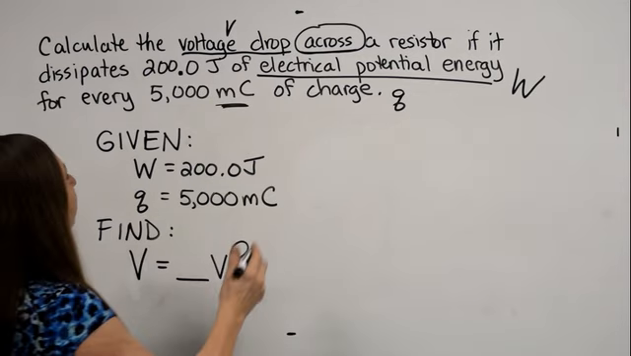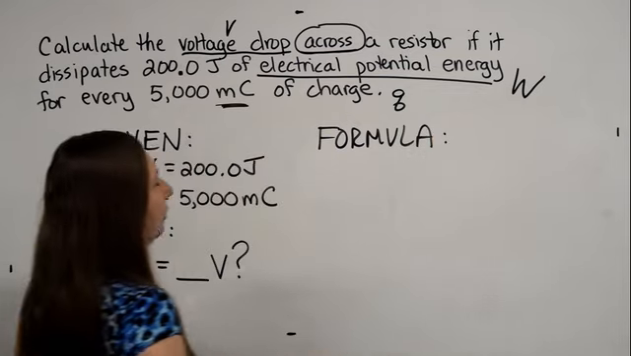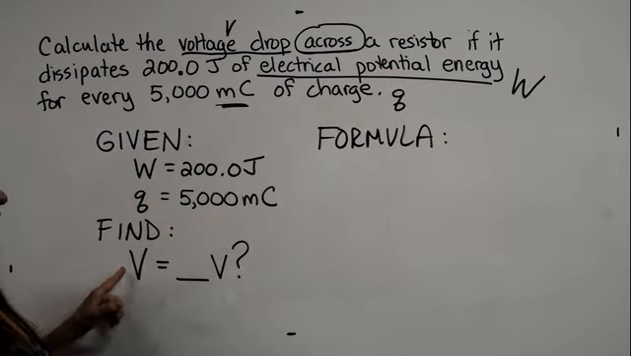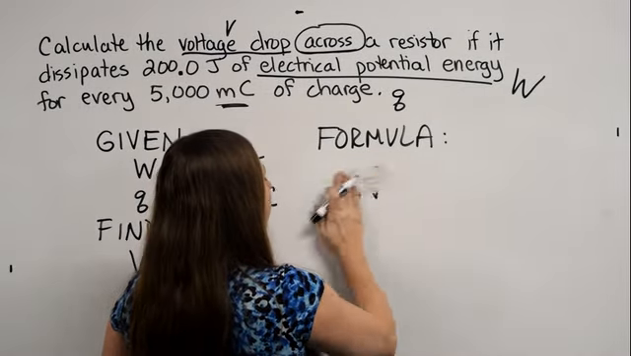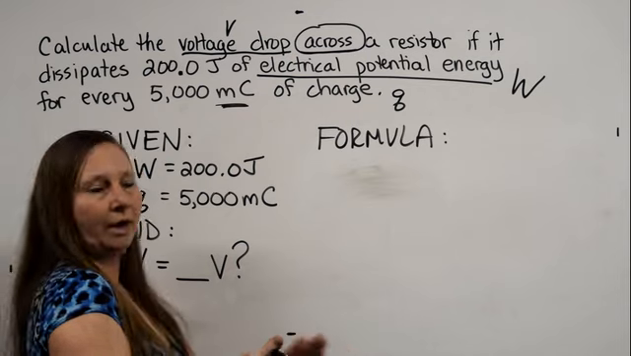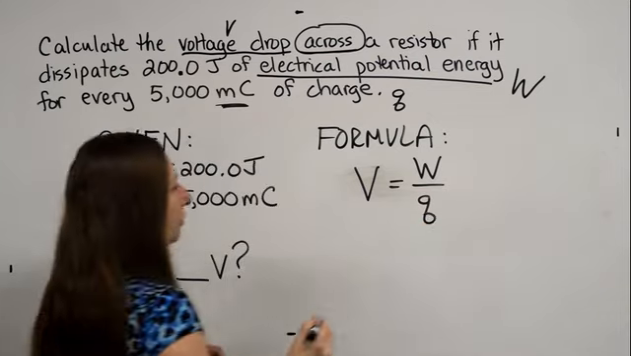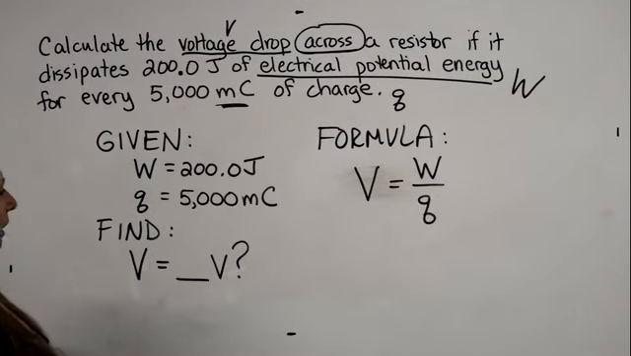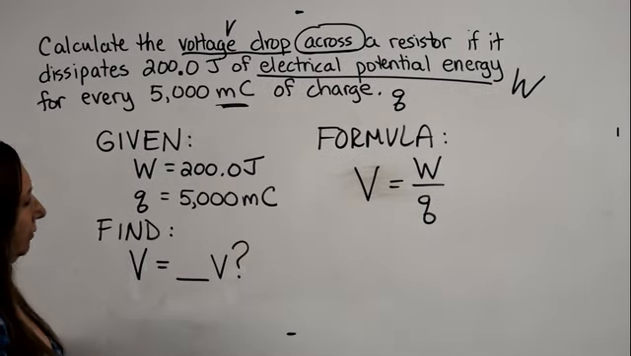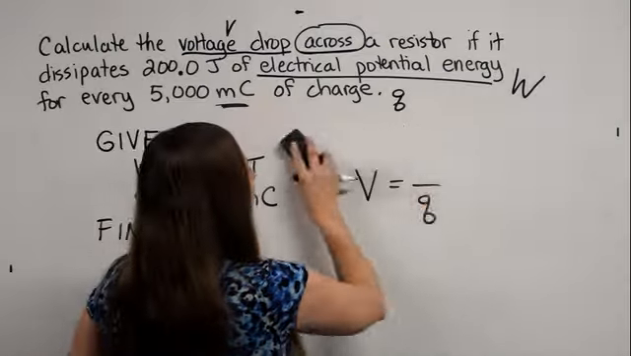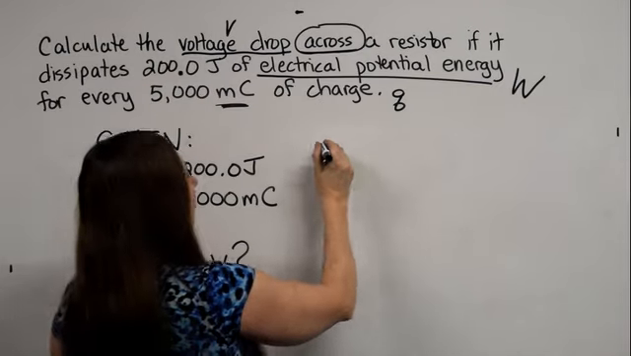Formula. So let's pick a formula. We're trying to find V. We have W and Q. So what comes to mind right away is the classic definition equation for voltage, V equals W over Q. We have to convert millicoulombs to coulombs before we get started. So let's do that quickly first. We'll change the millicoulombs to coulombs, and then we'll get started.